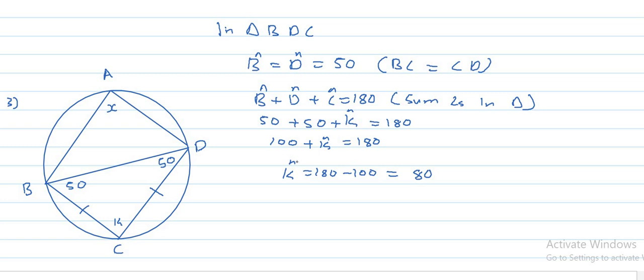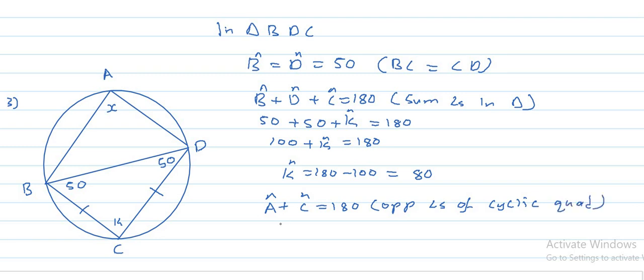So since we said ABCD is a cyclic quad, it means again angle A plus angle C equals 180 degrees. What is the reason? Opposite angles of a cyclic quad. We know that they are supplementary.